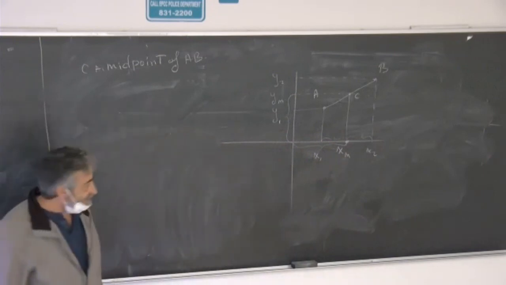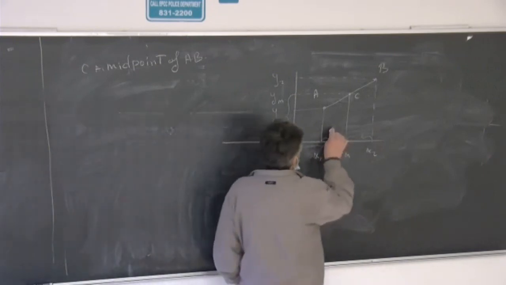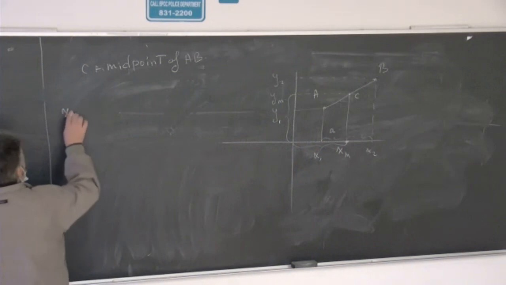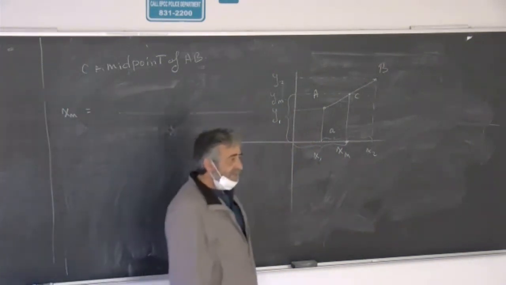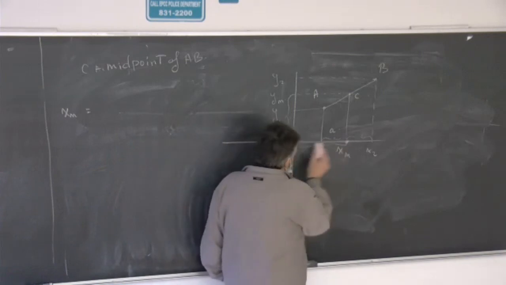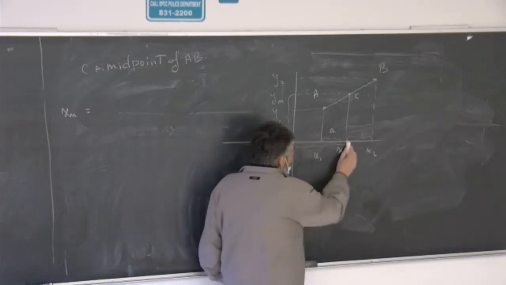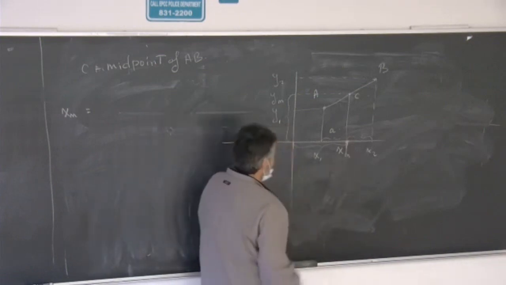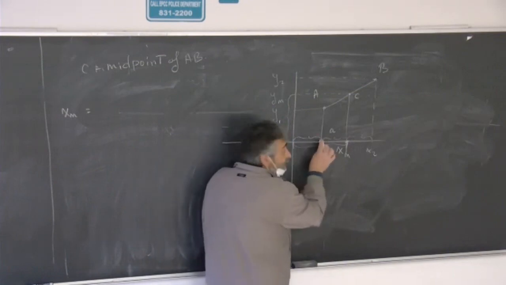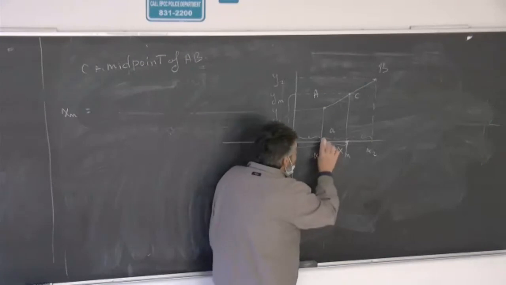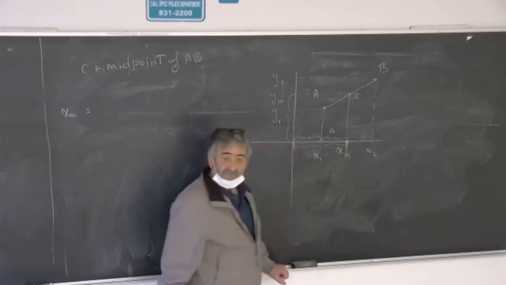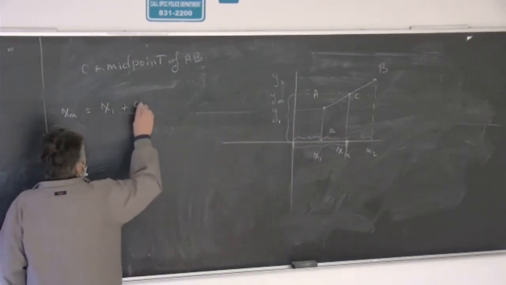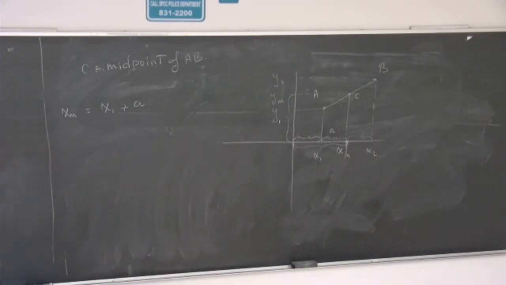Okay? So let's call this distance A. Yeah? Okay, now xm equals. Now, xm is the distance from here to here. Correct? We're looking at that. So it is the distance from here to here, yeah, plus from here to here. Fair enough? So it is x1 plus a. It's x1 plus a.